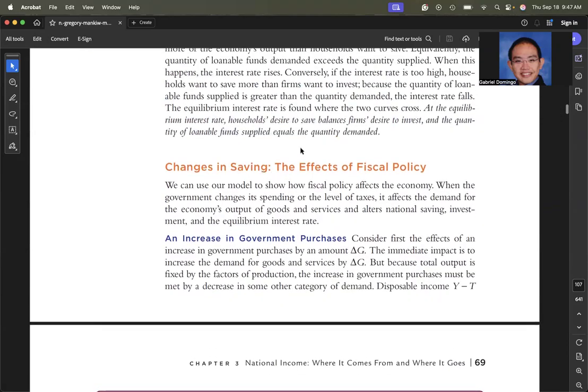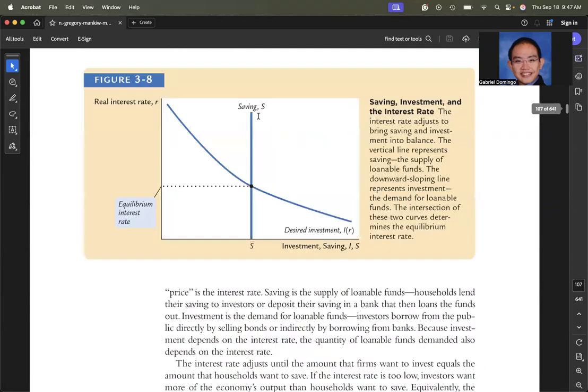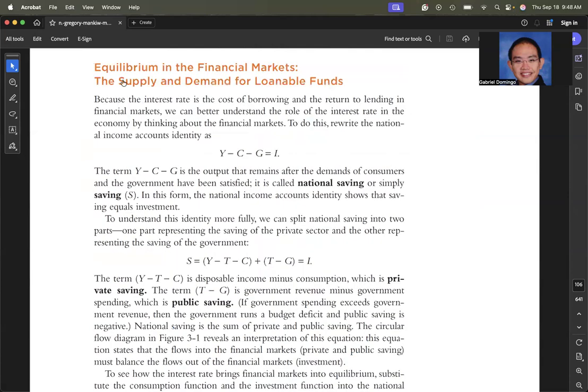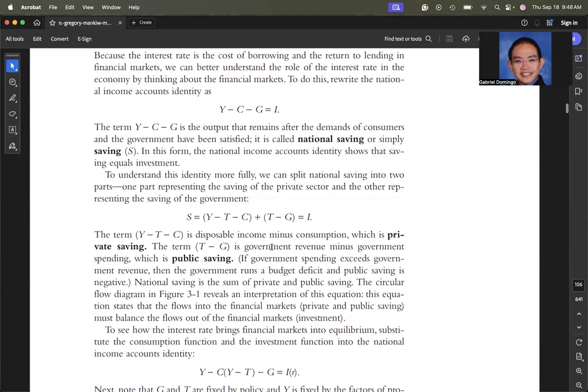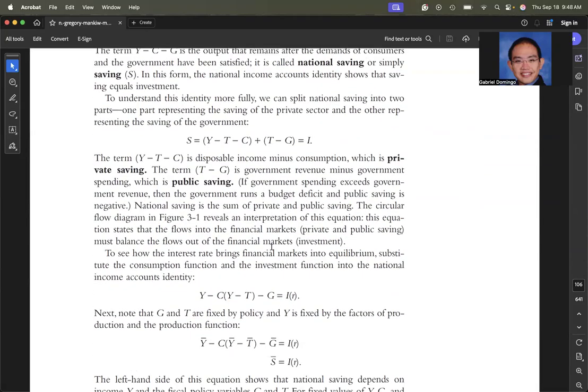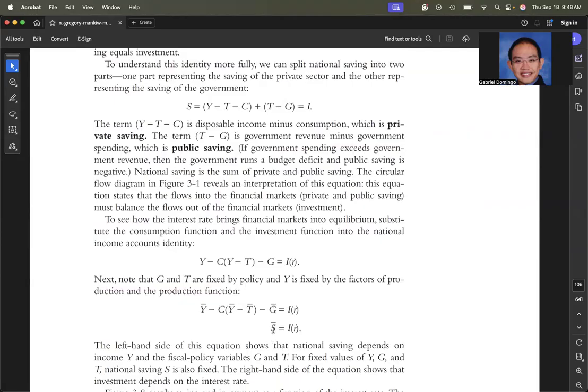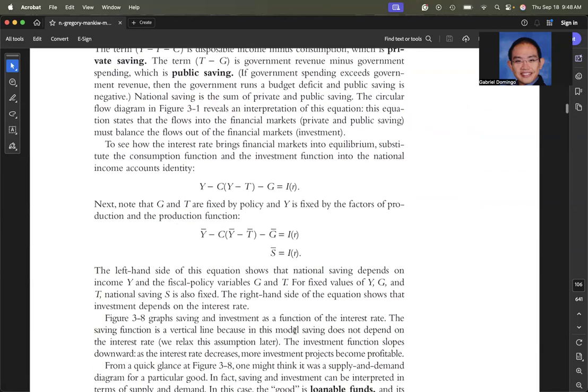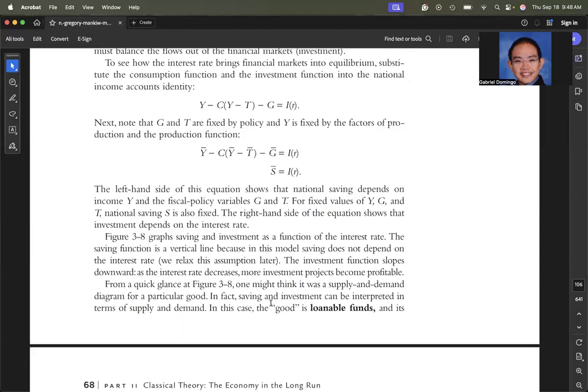You may be interested in what this loanable funds theory is. In fact, that's the name of the section: the supply and demand for loanable funds. That is the intuition or explanation of S and I. That's the loanable funds.